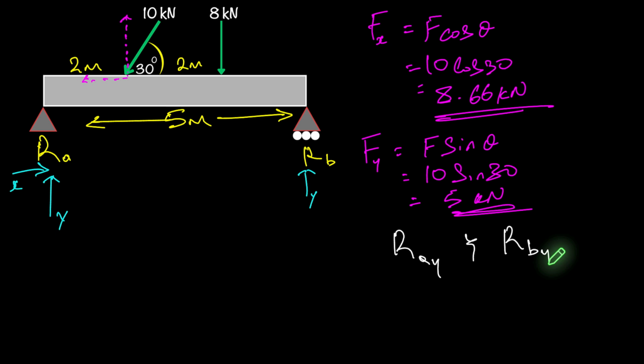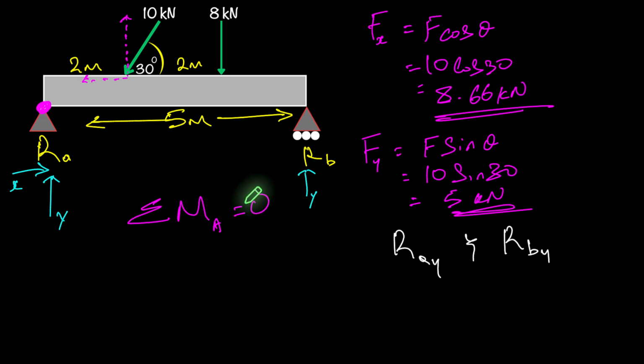So we're going to take the moment about a point, and we're going to choose that point. The point I'm going to choose is this point here. I'll highlight in purple this point right here. So I'm going to take the moment about point A. So that equation is the sum of the moment about point A should be equal to 0.